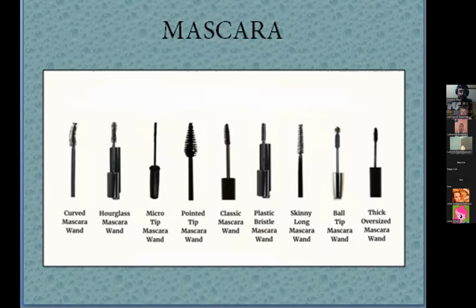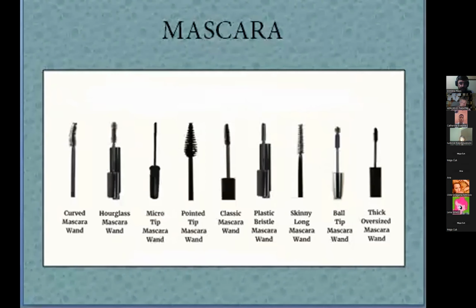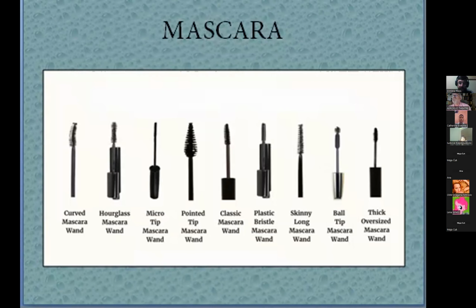The pointed tip mascara wand has a dual function. We first apply the mascara as usual, then we use the pointed tip to add extra intensity wherever is needed. The classic mascara wand typically has a straight brush with evenly spaced bristles. It's a simple design, but it's also the most versatile, as the bristles are designed to grab onto each lash, separating and lengthening them as we apply the mascara. The plastic bristle mascara wand gives you a cleaner, more even application.